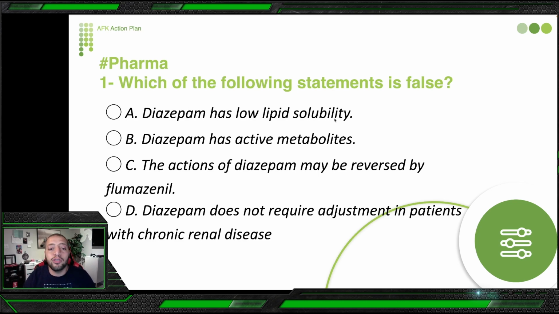Diazepam has low lipid solubility. Diazepam has active metabolites. The action of diazepam may be reversed by flumazenil. Diazepam does not require adjustment in patients with chronic renal disease. So we speak about diazepam.